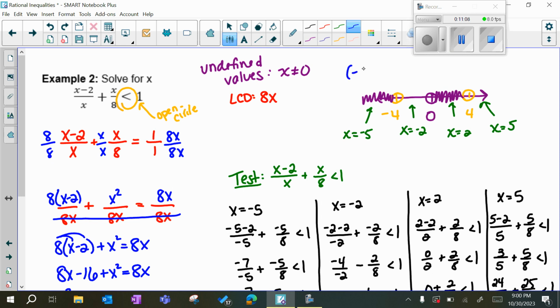So negative infinity, which always gets parentheses, to negative 4 with a parentheses because there's an open circle. It picks back up again at 0, which also gets a parentheses because it's an open circle, and goes to 4, which also gets a parentheses because it's an open circle. So that's how you solve rational inequalities.